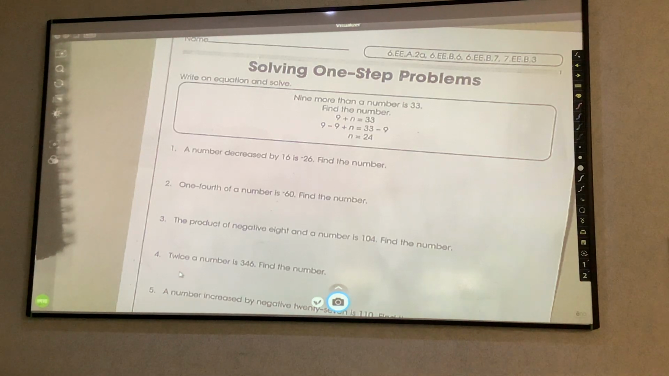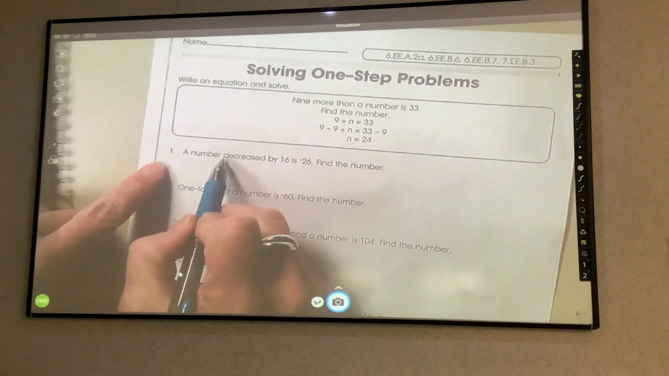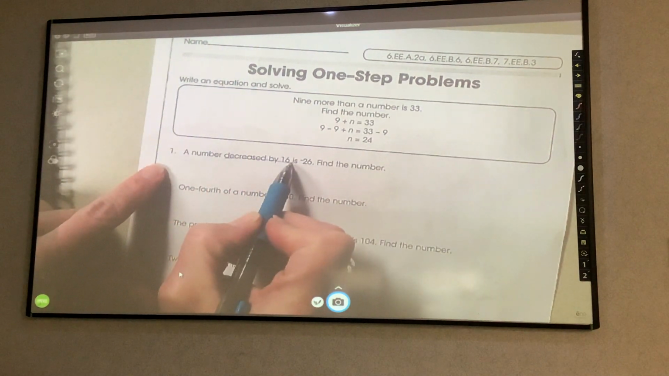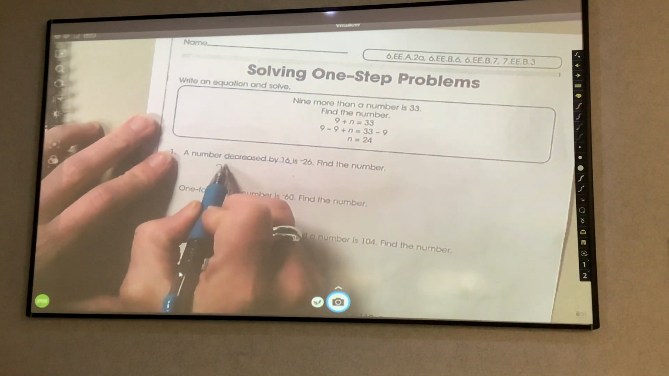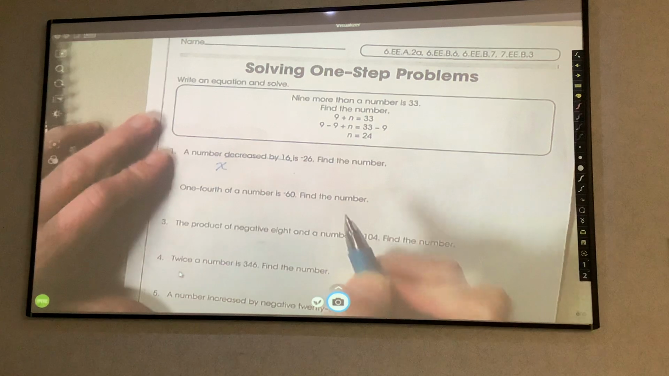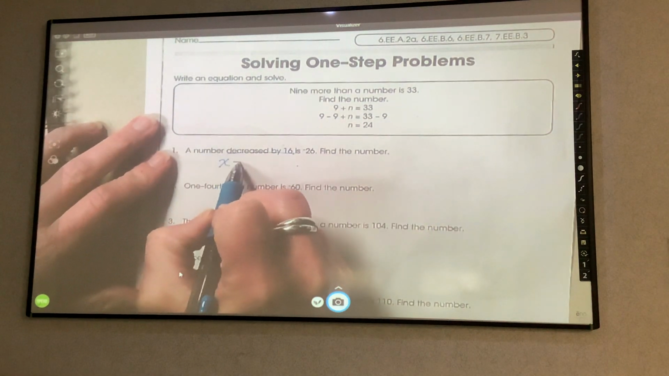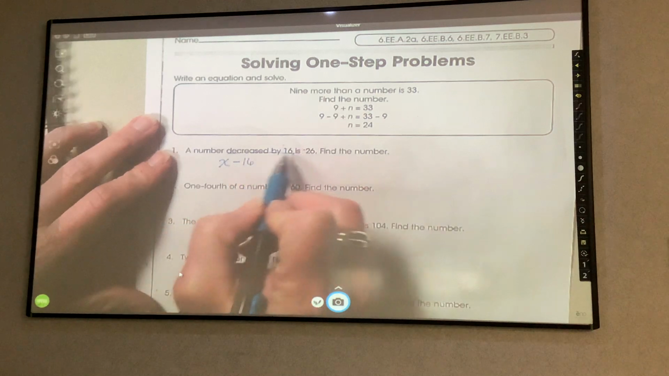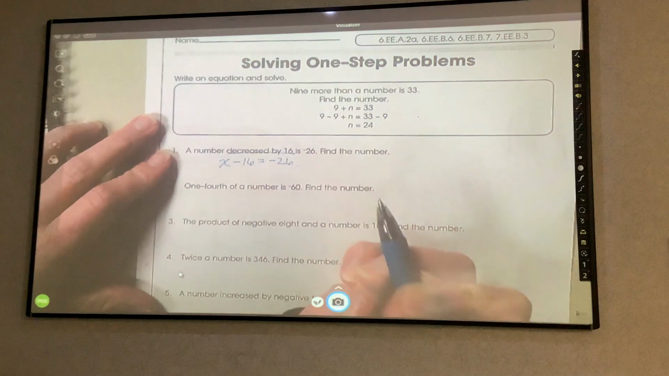Today we are solving one-step problems, but what we have to do first is write the equation, and then we're going to solve, and be careful with the equations. A number decreased by 16 is a negative 26. So a number, now today I'm going to use x because I told you could use whatever you wanted. A number decreased, so if it's decreased, it's subtracted by 16, is always equal to a negative 26.